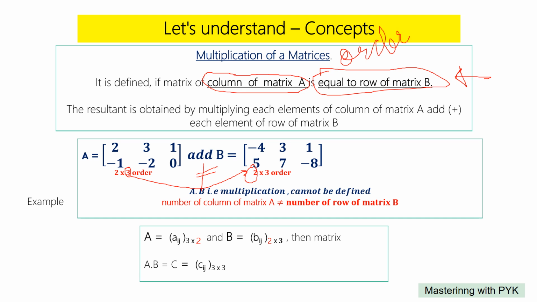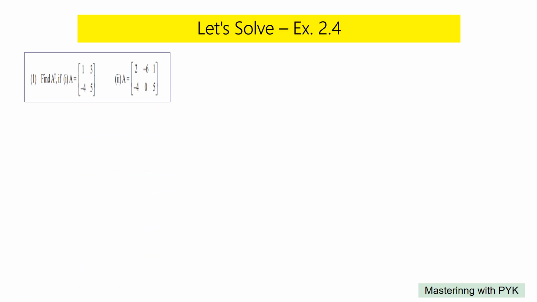Here in this example, we have a matrix A of order 3 by 2 and matrix B of order 2 by 3. The matrix multiplication, or dot product, is possible as the columns of matrix A are equal to the rows of matrix B, right? And the resultant obtained, say C, will be of order 3 cross 3. So let's understand with the first question.